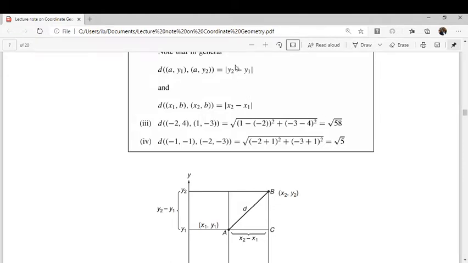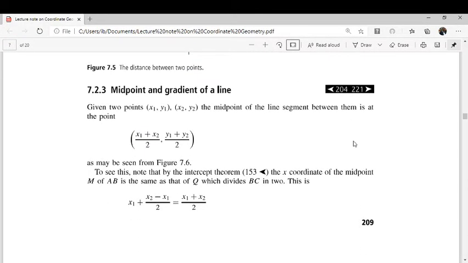This is just to tell you that when you have absolute values, we put absolute value signs. The absolute value of this gives you a positive number. So the distance of this, you have this. That's how to find the distance between two points on the line.